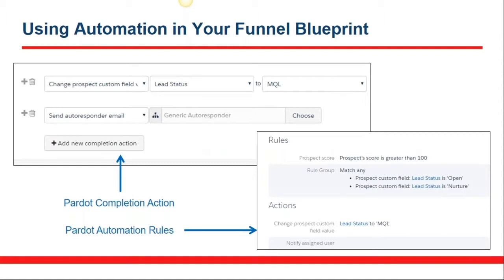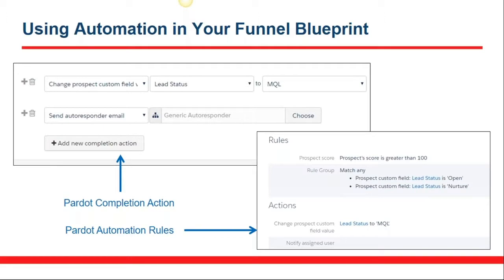Here's an example of how we have ours. We build the automation rule, and we look for if the prospect score is 100 and their lead status is open or nurture, we advance them to MQL, and we notify sales that they're ready for a follow-up call.